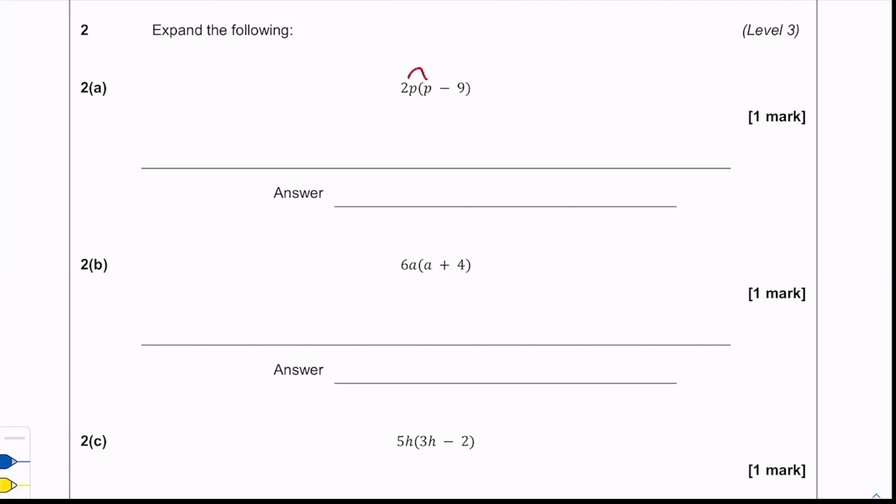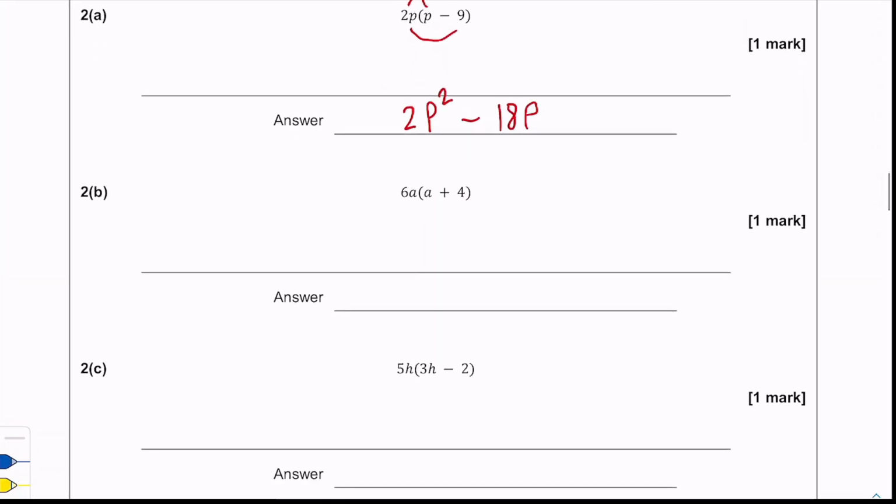We multiply 2p by p and 2p by negative 9. So we end up with 2p times p is 2p squared, and then take away 2 times 9 is 18, and then we've got the p as well, so 18p. Same method, we've just got an algebraic term instead. Okay, let's do 2 more of these.